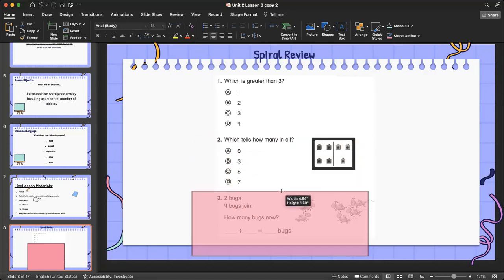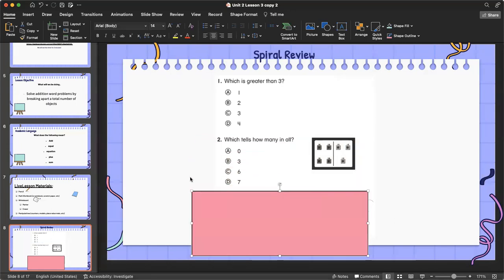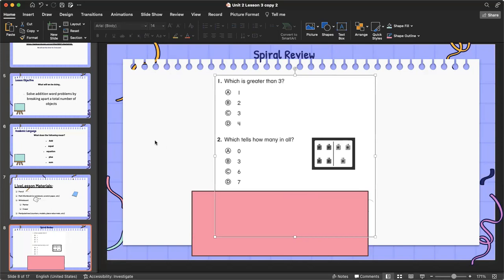Let's go on to the next problem, which tells how many in all. What is this asking to find? Which tells how many in all. Are we doing addition? Are we doing subtraction? Talk to your learning coach.